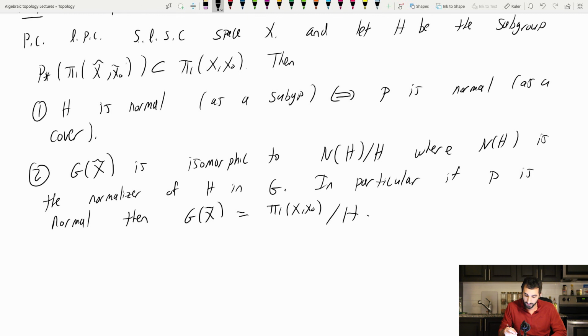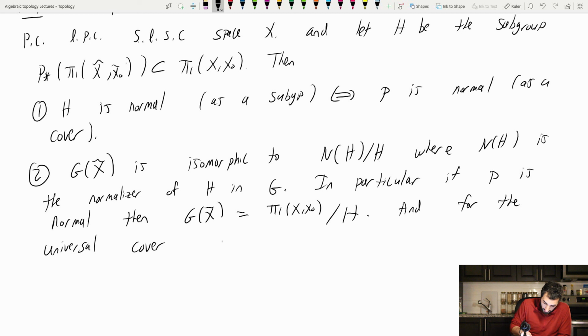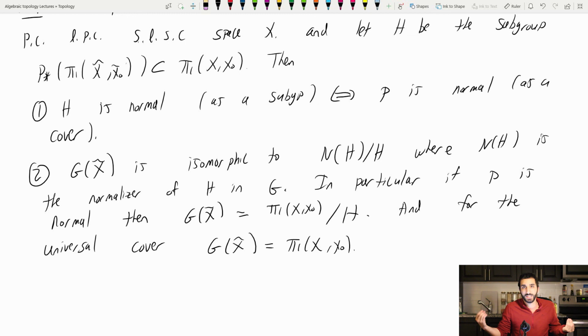And here's another thing that just follows immediately. So for the universal cover, the deck transformations are isomorphic to pi 1 of X. And the idea here is that now H is the trivial group if p is a universal cover.